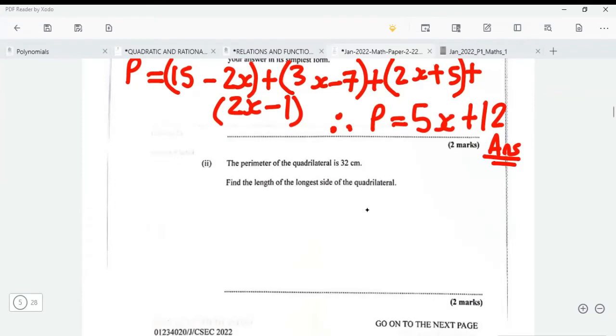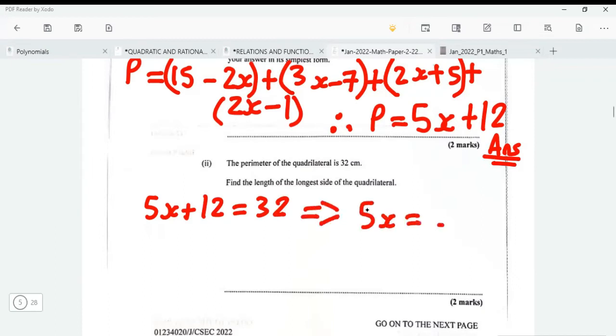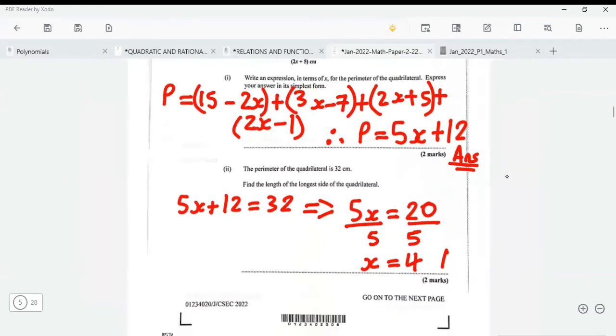So if the perimeter is 5x plus 12, then what we're saying is 5x plus 12 is equal to 32. So that would mean that 5x is equal to 20. And if 5x is equal to 20, we can divide both sides by 5 to get that x has to be equal to 20 over 5, which is 4. That's x. Now, once we get x to be 4, what are we trying to do?